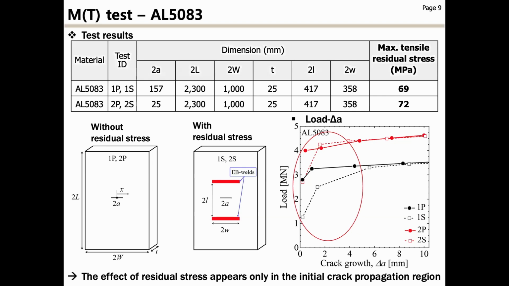Residual stress was generated by performing EB welding at a certain location. And maximum tensile residual stress was measured in the experiment by the hole drilling method. And in addition, load according to the crack growth was measured in the experiment. Closed symbol is the case without residual stress, and open symbol is the case with residual stress. As you can see, the effect of residual stress appears only in the initial crack propagation region.